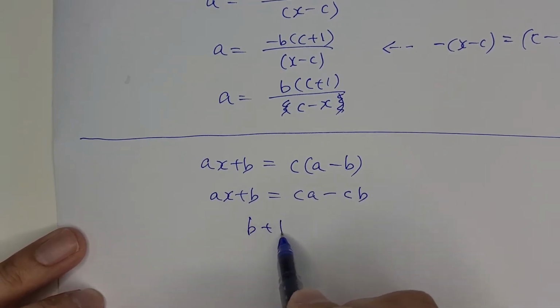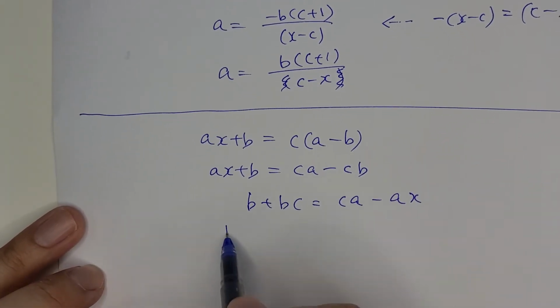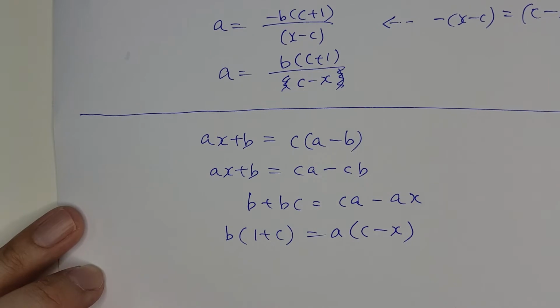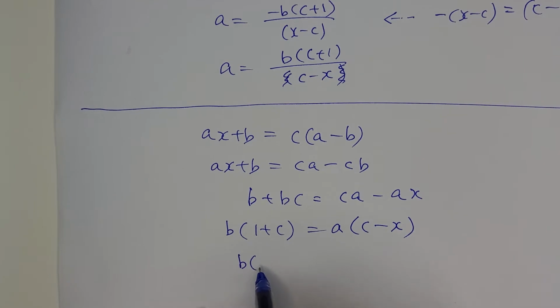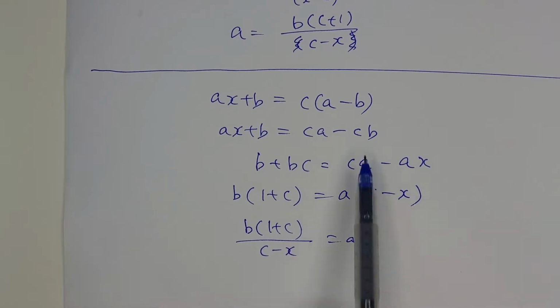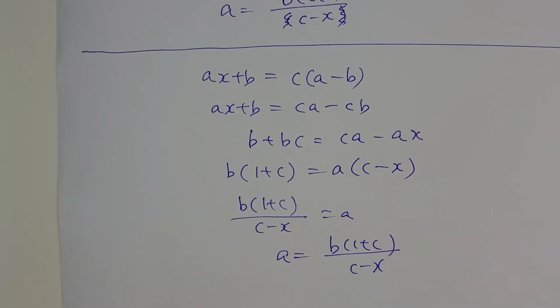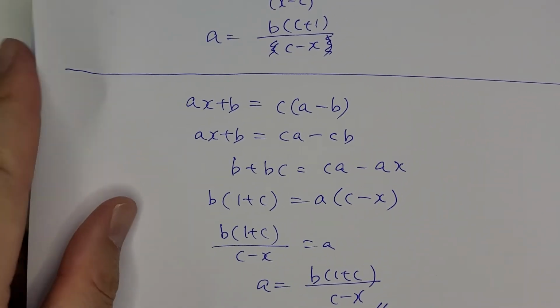So B plus BC will equal CA minus AX. Okay? Here, take out common factor B. So B bracket 1 plus C equals, again, on the right hand side, take out common factor A bracket C minus X. So you can divide by C minus X to the other side, becoming B bracket 1 plus C over C minus X equals A. So you will find that the expressions will be much easier. Final answer, A equals B bracket 1 plus C over C minus X. So that's the end of question number 2. And let's move to question number 3.